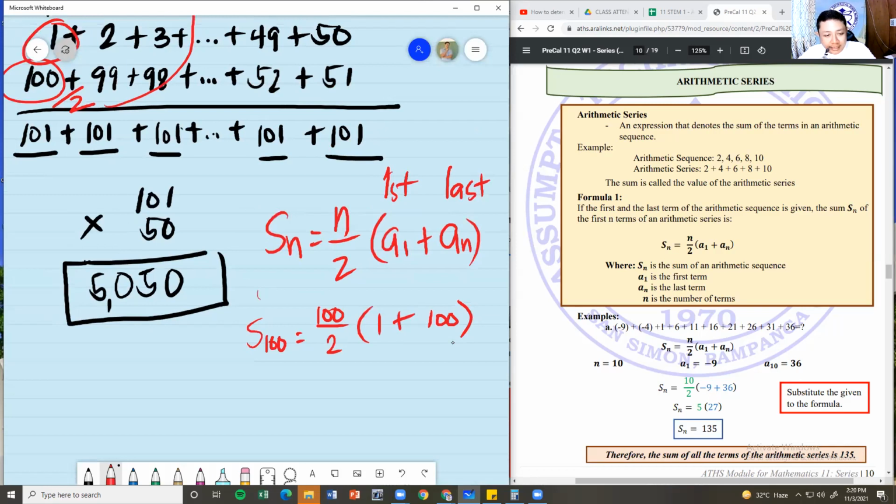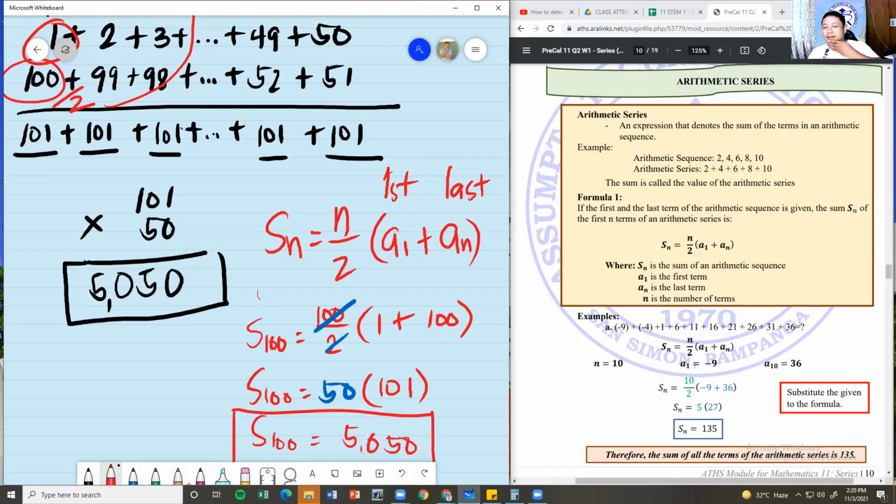Okay? So we will have here S sub 100 is equal to 100 divided by 2, that's 50, times 1 plus 100 is 101. Can you follow? And then 101 times 50 is equal to 5,050. And that's it. Okay? That is the formula that we will be using for the arithmetic series.